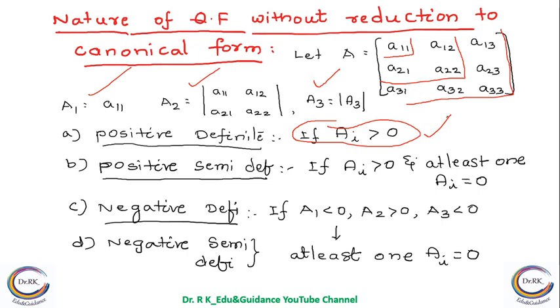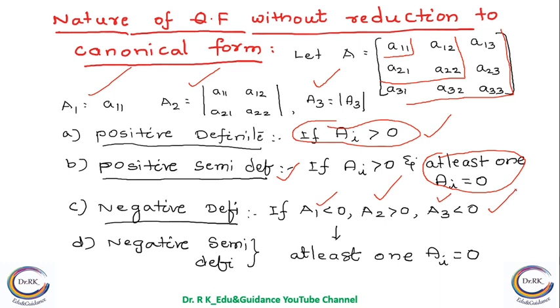Out of these positives, if any one is 0, at least one is 0, that means you will have a combination of zeros and positives, then it is positive semi-definite. And the third case is alternating positive and negative. So here, if you see, A1 less than 0, A2 greater than 0, A3 less than 0, and so on. So alternately it is negative, positive, then it is said to be negative definite.